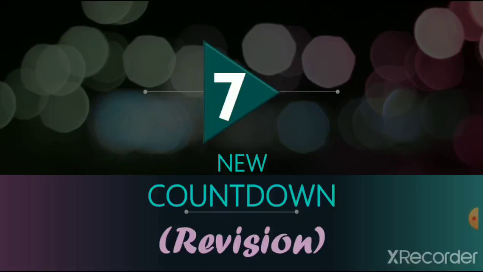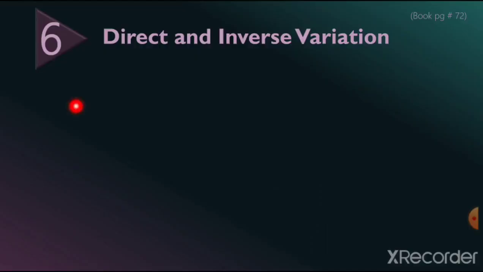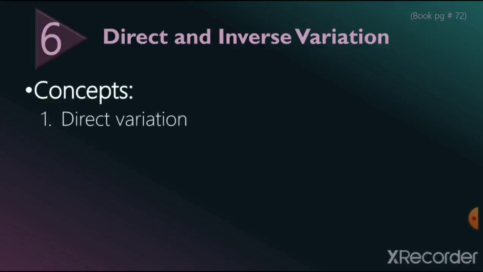Today we will start our revision lecture 4. In this lecture we will discuss unit number 6, direct and inverse variation, book page number 72. You have to prepare the page, mention the date, mention the day, mention unit number, topic and page number. Okay, so today we will discuss these concepts, direct variation and inverse variation.